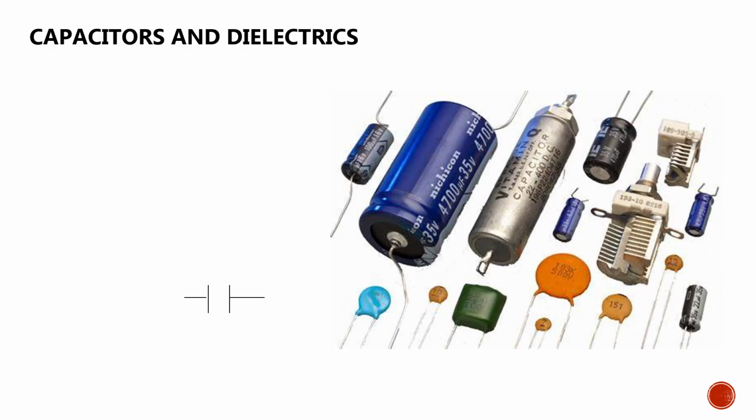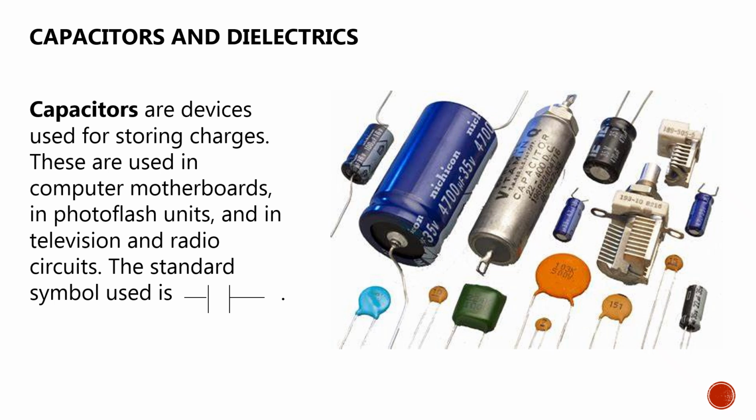Let's talk about capacitors, which are devices designed specifically for storing electric charge. So here are some examples. And in circuit diagrams, we use this symbol. These are used in computer motherboards, in photo flash units, television, radio circuits, cell phones, etc.